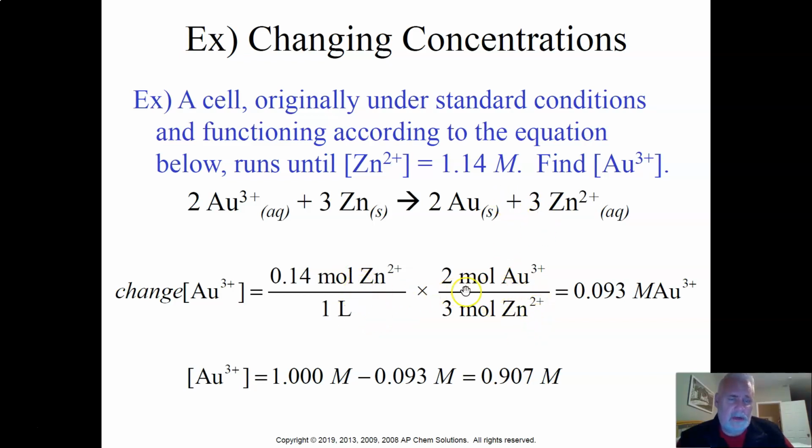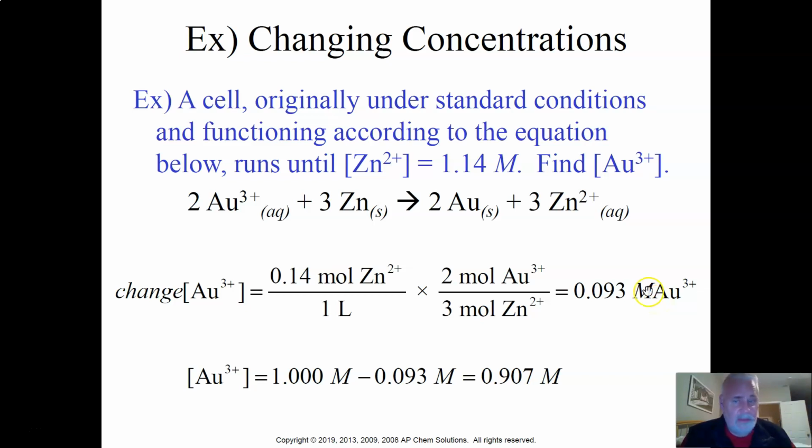Okay, so it's sort of that give and take thing on both sides. So this one increased by a factor. So what would the decrease be for the gold? Now notice it's moles per liter, and it's now moles of gold per liter, which is molarity. So you have 0.093 molar.